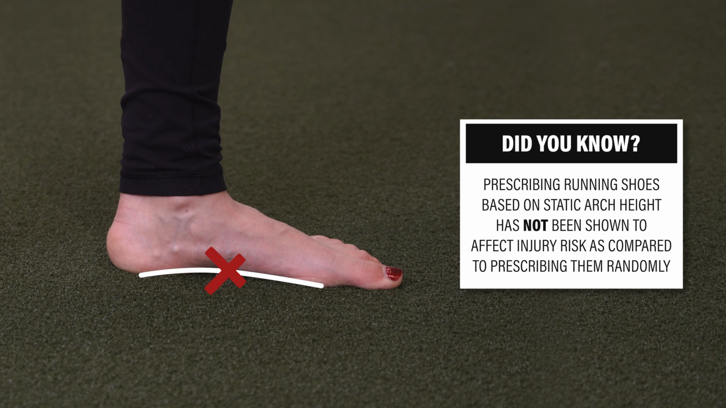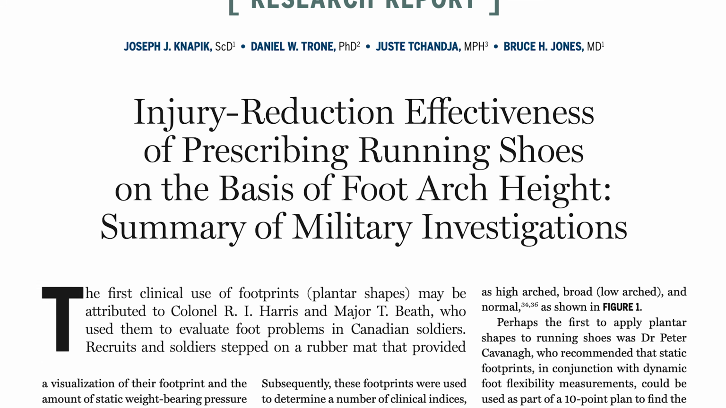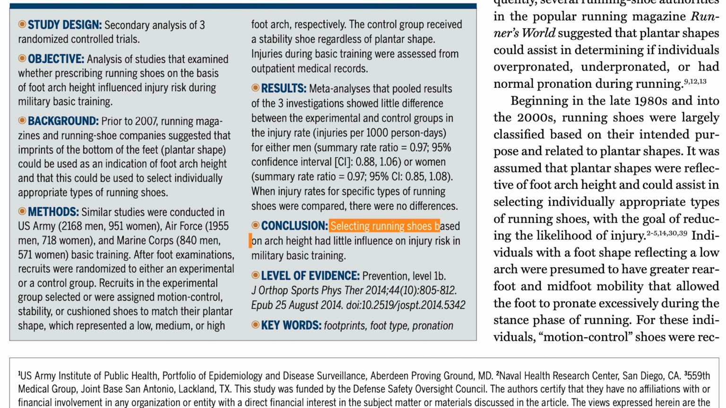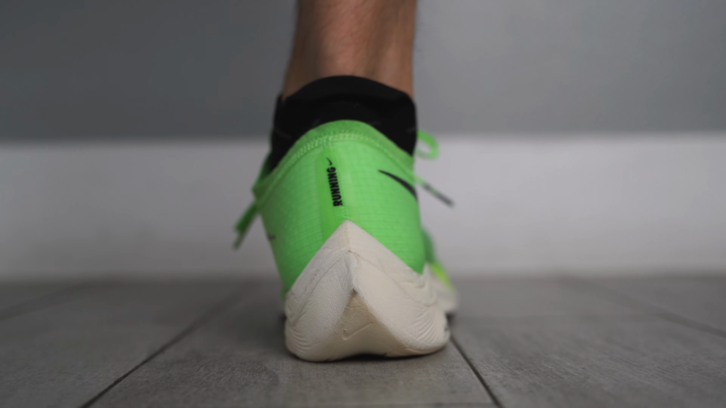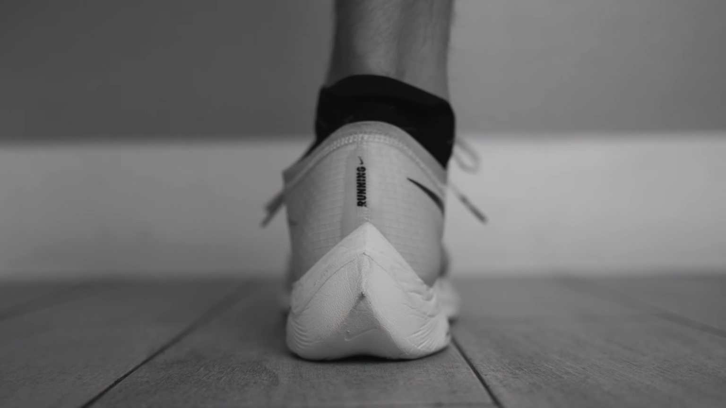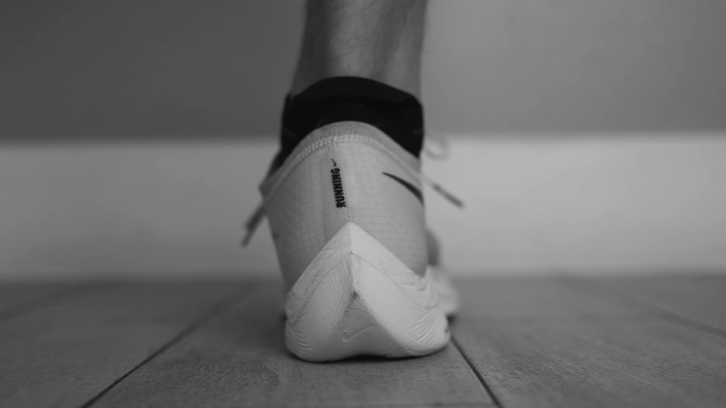Number 3, do running shoes constructed to reduce pronation decrease running injuries? Prescribing running shoes based on static arch height has not been shown to affect injury risk as compared to prescribing them randomly. For example, a 2014 study on over 7,000 military recruits demonstrated no difference in injury risk between these two conditions. As such, the idea that elements in the shoe to control the movement of the arch need to be customized to the foot for injury prevention has fallen out of favor.